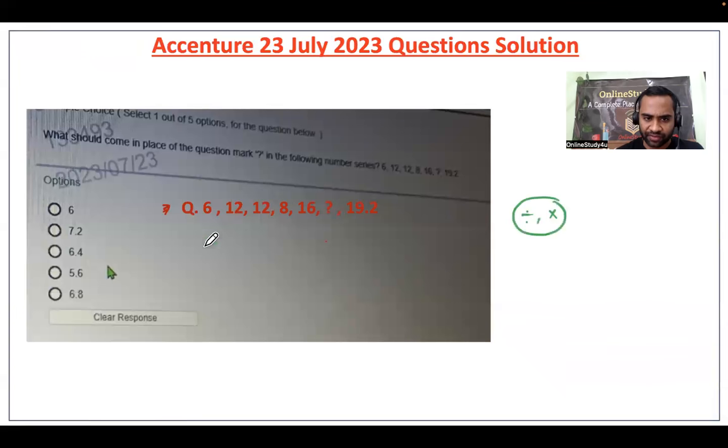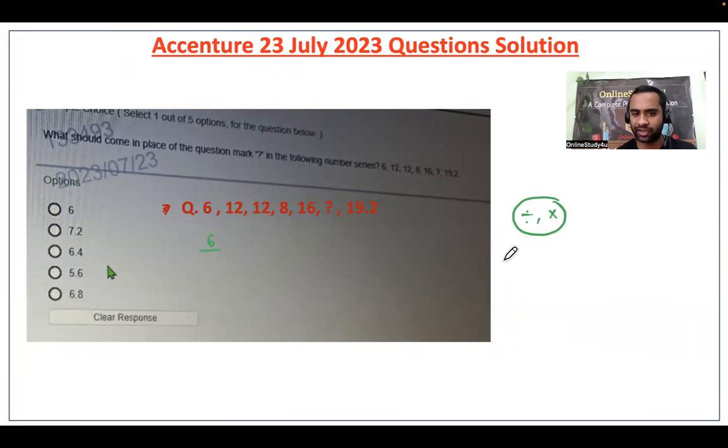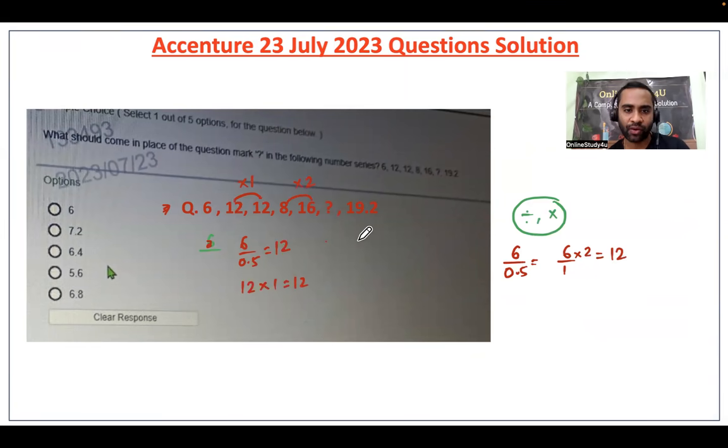So 6 divided by 0.5. 0.5 is nothing but 1 by 2, so 2 will come up, so it is nothing but 12. So the first is nothing but 6 divided by 0.5, which is 12. Then the next will be 12 into 1 is 12. See this one, 12 into 1, this you see 8 into 2. So there is a series going on, right?